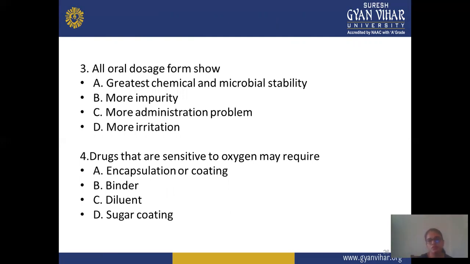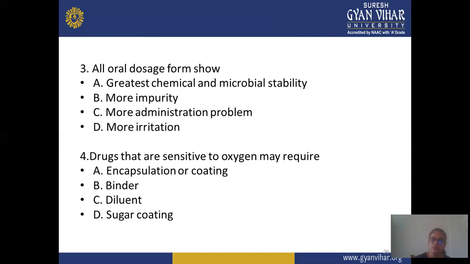Next, the third question is: all oral solid dosage forms show greatest chemical and microbiological stability, more impurity, more administration problem, more irritation. Means if you are preparing an oral solid dosage form, which one is most appropriate out of A, B, C, D. If you know about oral dosage forms, their advantages and disadvantages, then you can easily answer this question.